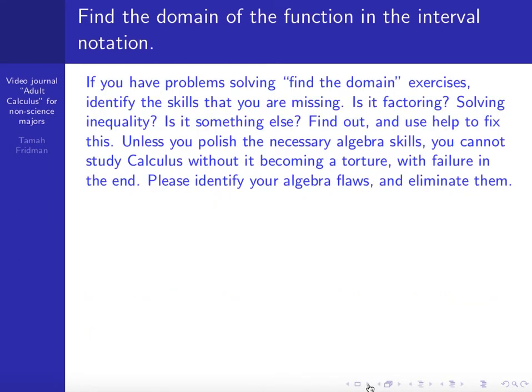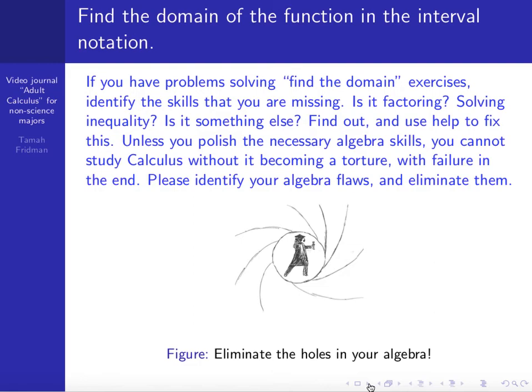If you have problems solving finding-domain exercises, you have to identify the skills that you are missing. Is it factoring? Is it solving inequalities? Or is it something else? A lot of people have problems with rewriting power functions in terms of radicals. So find out what it is and then use help to fix this. There are so many good explanations that you can find on YouTube, for example. Unless you polish the necessary algebra skills, you can't study calculus without it becoming a torture. And potentially, since you went through algebra somehow and calculus is easier, you can really enjoy it. So, you've got to identify your algebra flaws and definitely eliminate them.